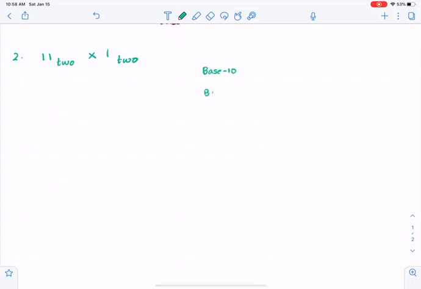Base 10, base 2: 0, 1, 2, 3, 4, 5, 6, 7. So 0 is fine, 1 is fine, but 2 is not, because it'll exceed the limit that we have. So we have to cycle back. 1, 0, 1, 1. 4 is not fine because we can't do 1, 2. We have to cycle back, but only this time we have to put it in position 2.